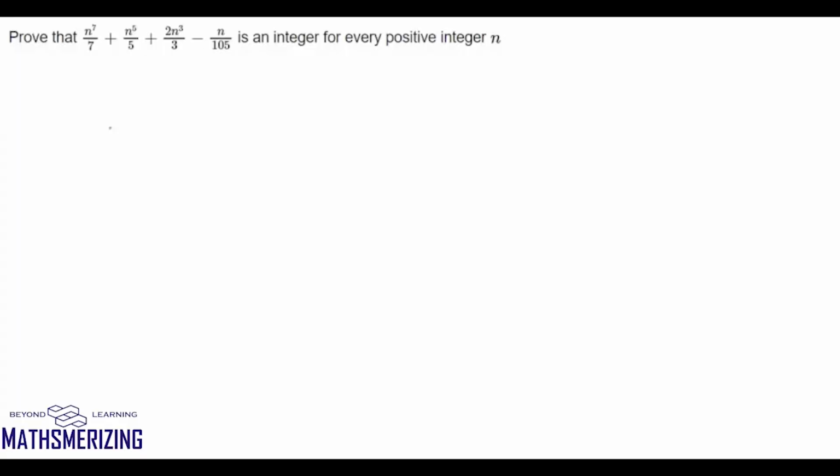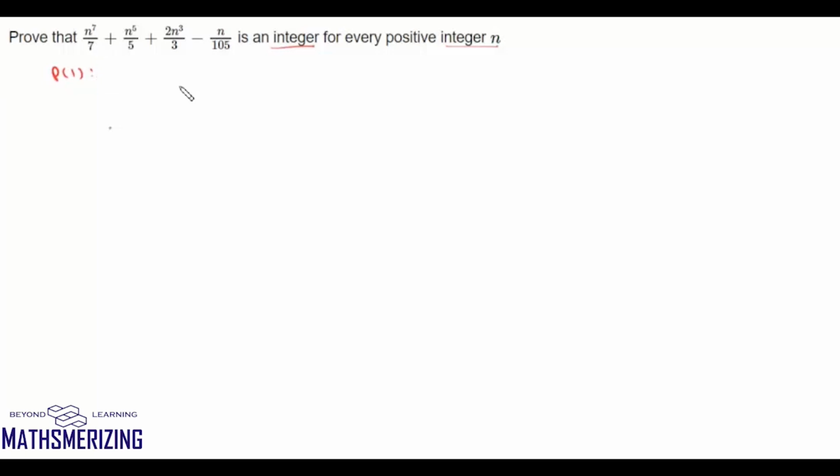Now here the question is, we need to prove n to the power 7 upon 7 plus n to the power 5 upon 5 plus 2n cube upon 3 minus n upon 105 is an integer for every positive integer n. So we'll prove this result using mathematical induction. So the first step is, we need to prove P1 is true.